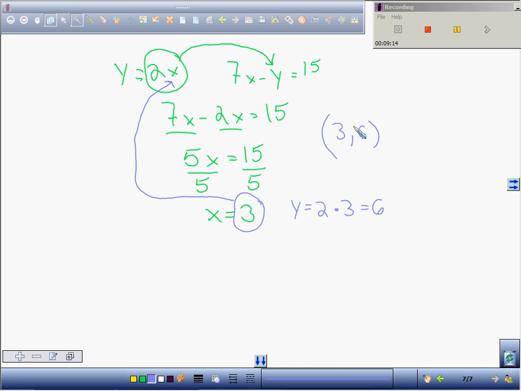And just to check, let's take both of those numbers and plug them in here. If I take 3 and plug it in there, and 6 and plug it in there, do I get 15? Let's see. 7 times 3 minus 6 equals 15. Is that a true statement? Yes. 7 times 3 is 21. Minus 6 gives you 15. 15 equals 15. So you should always take your answer and check to make sure that it works.